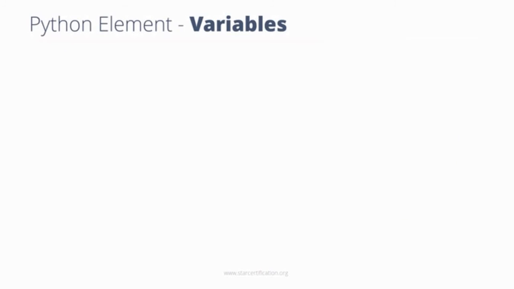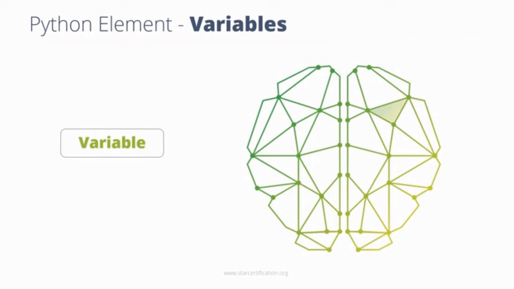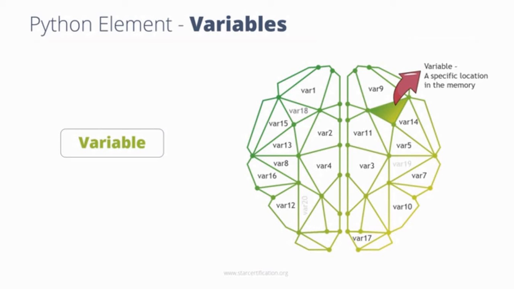A name that mentions a value is called a variable. In other words, a variable is a specific location in the memory where a certain value or data is stored. A unique name is assigned to each variable to distinguish it from other variables and to specify that each variable has a separate memory location. Unlike other programming languages, variables do not need to be declared in Python before using them.